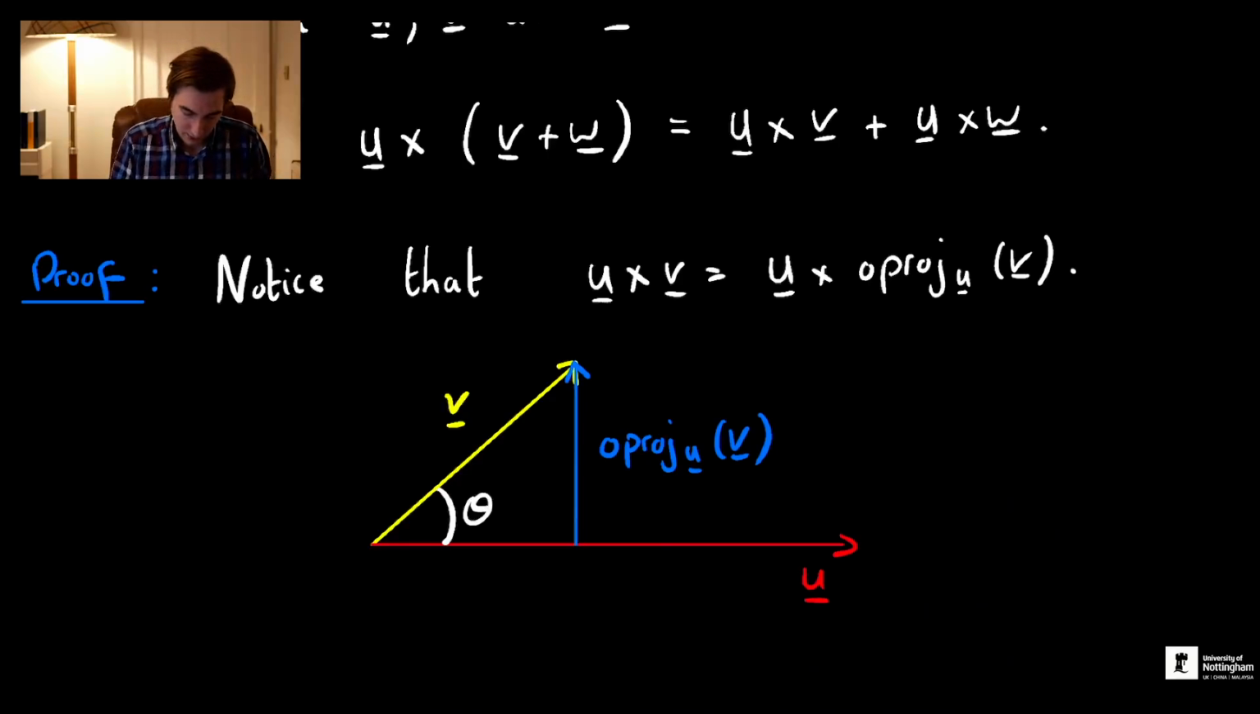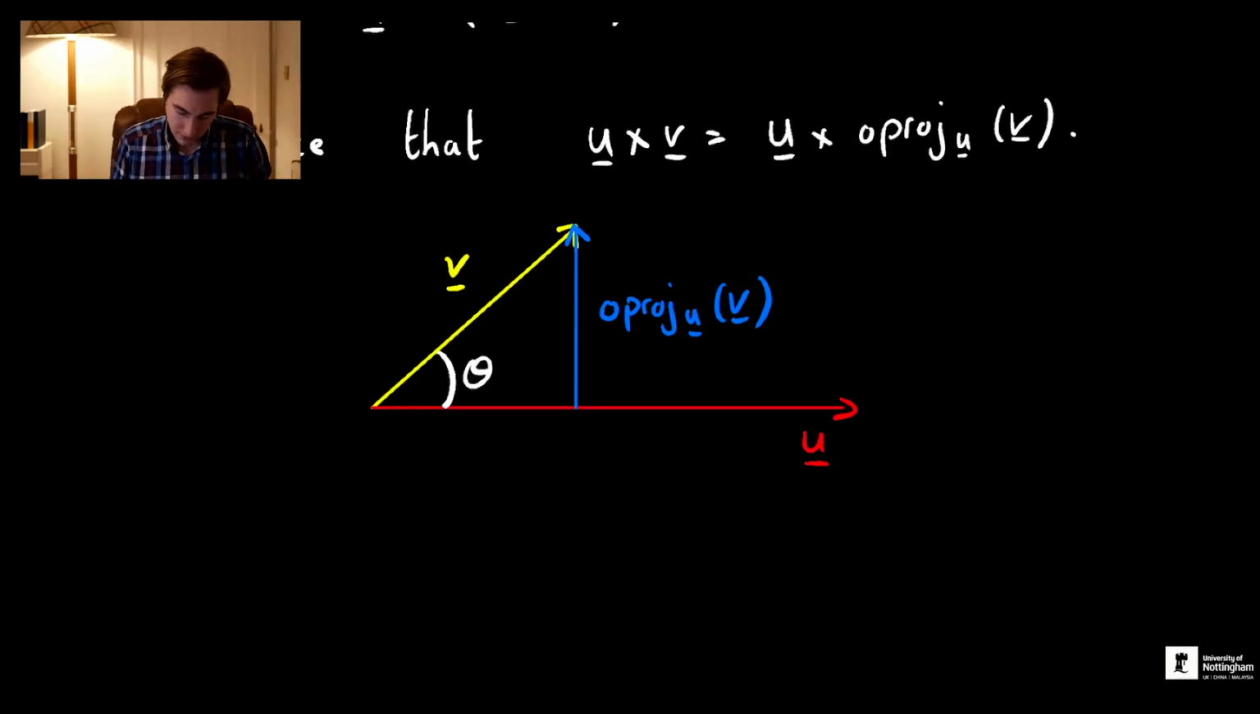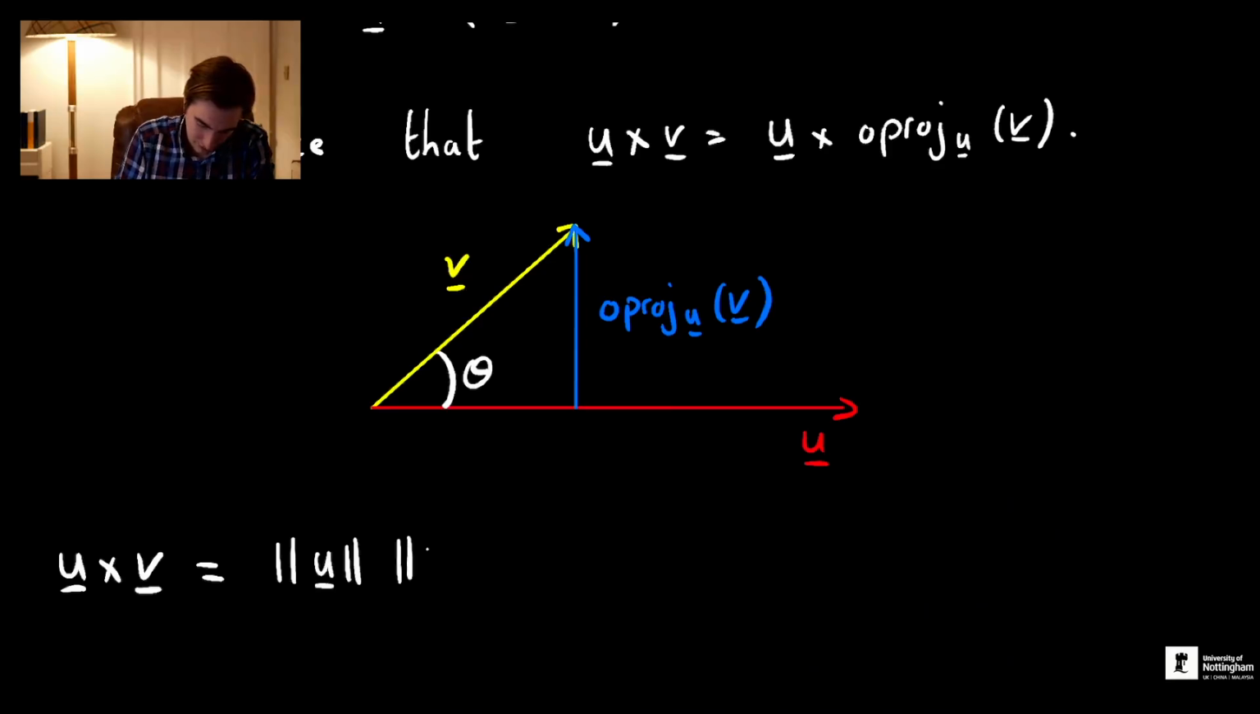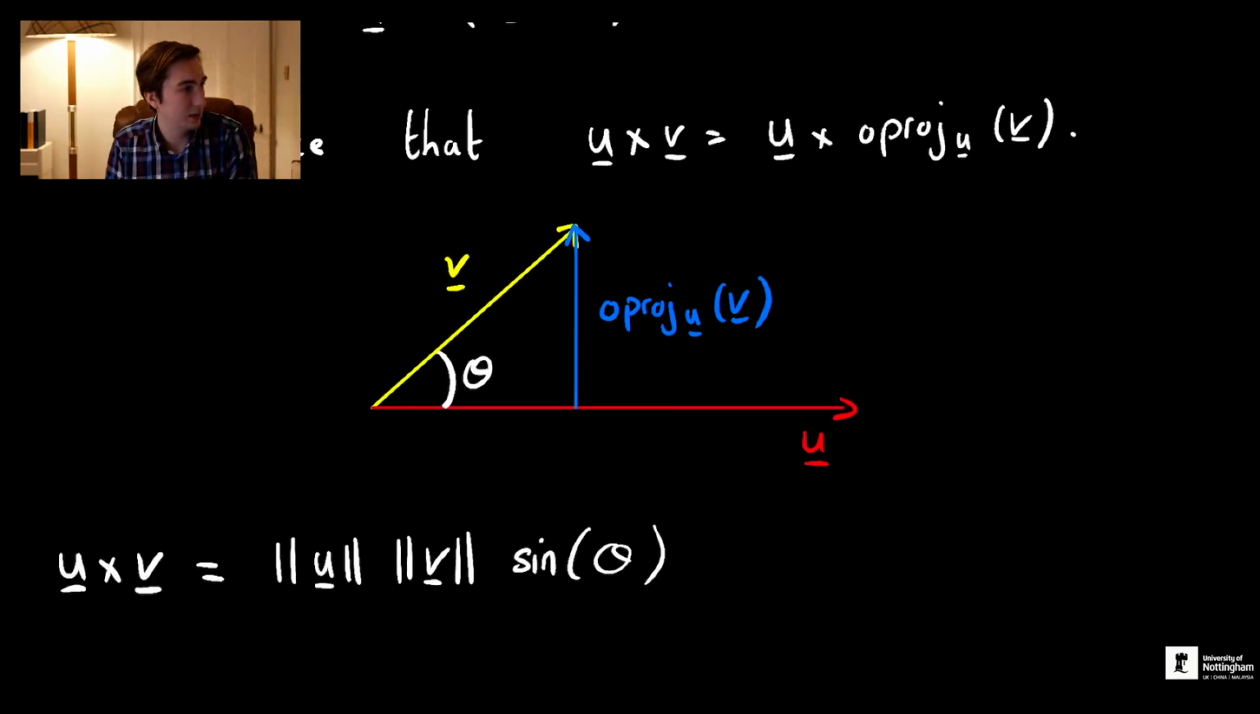Okay, great. So let's look at U cross V. That is the same as what? That's going to give us the norm of U times the norm of V times the sine of the angle between them, which in this case we've labelled as theta, times n, where n is this normal vector that we choose according to our orientation.